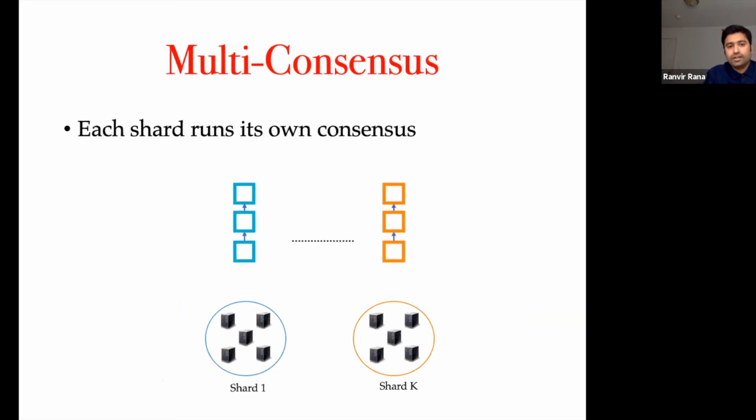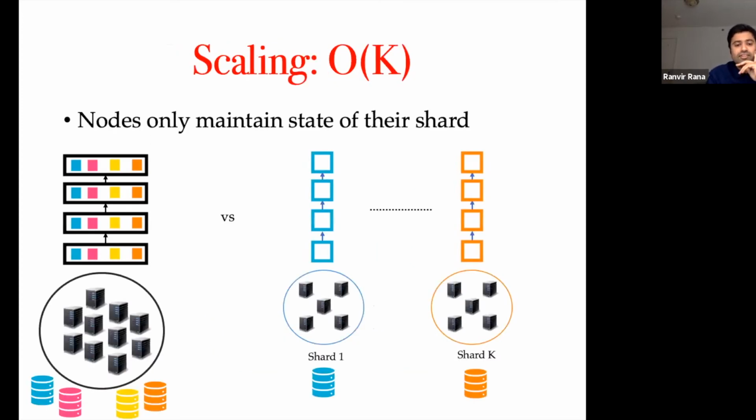As I mentioned, you run multi-consensus. There's a separate consensus algorithm for each individual shard. And because each shard is only maintaining a subset of the state, and they're only maintaining a small portion of the transactions, a small portion of the ledger, you achieve scaling. If the ledger has k shards, then each shard only maintains a 1/k fraction of the state. It only runs a 1/k fraction of the transactions, and it only communicates a 1/k fraction of the total payload.